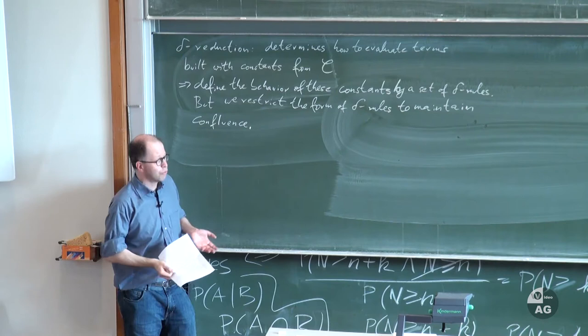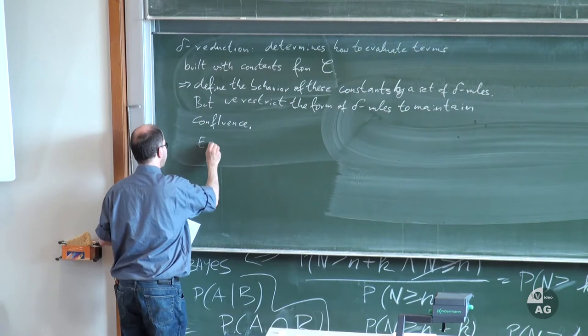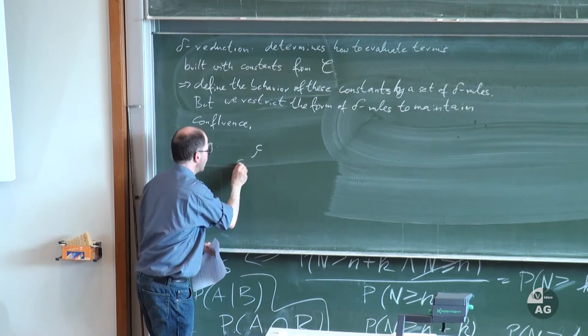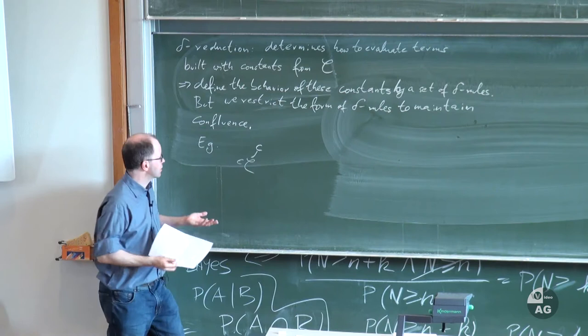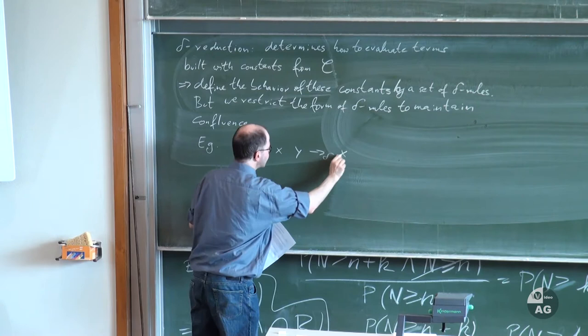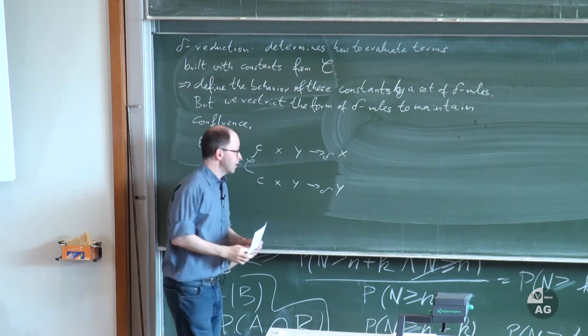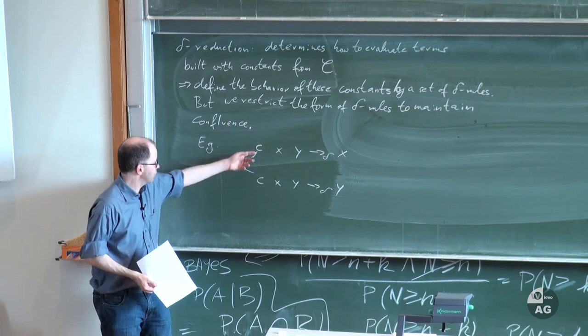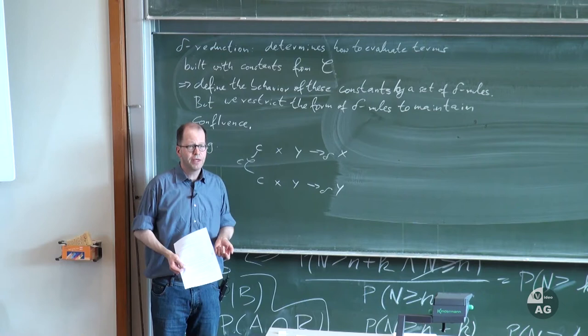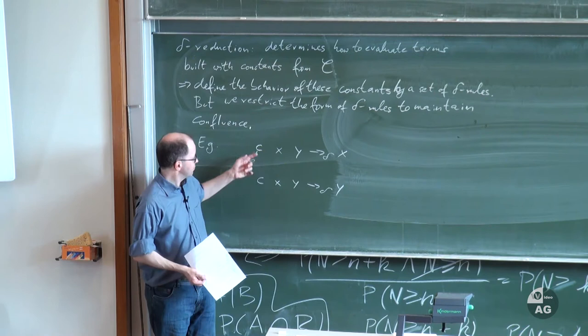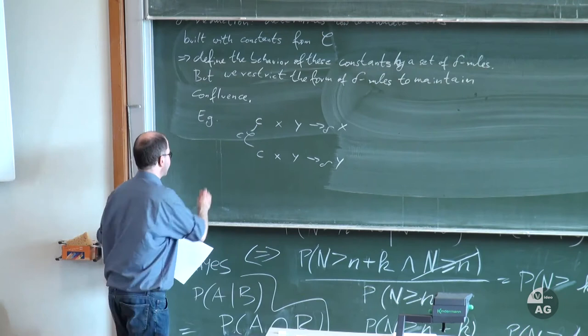So for example, suppose we have some constant C. So C is one of the constants from this constant set. And now suppose we allowed rules like this. Cxy may be reduced to x, but Cxy may also be reduced to y. If we would allow rules like this, then of course we lose confluence immediately, because already this term Cxy could be reduced to two different new terms, x and y. And x and y are normal forms. There is no rule applicable to x and y anymore. So Cxy would suddenly have two different normal forms, which would not be allowed. So this is not allowed.